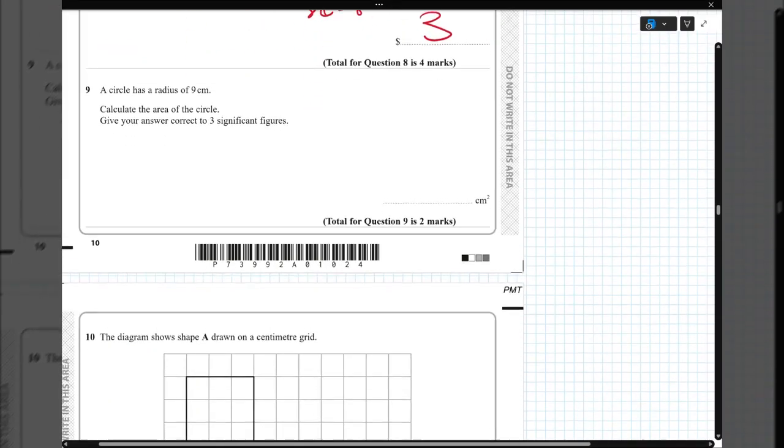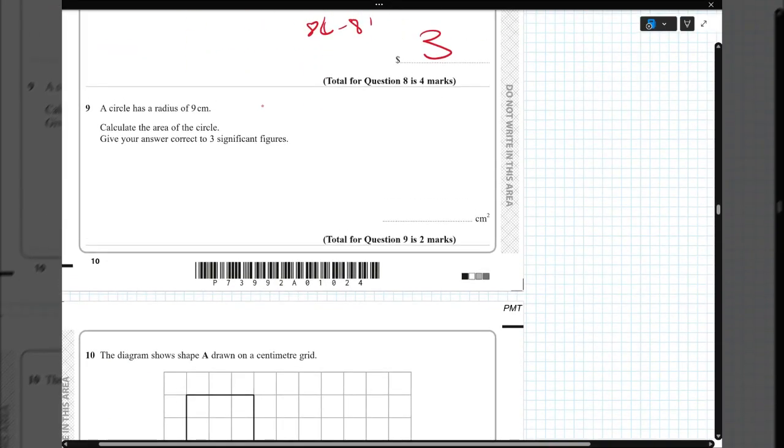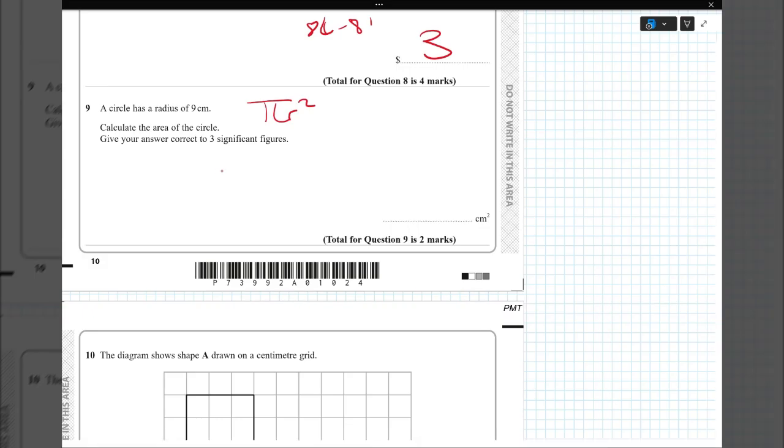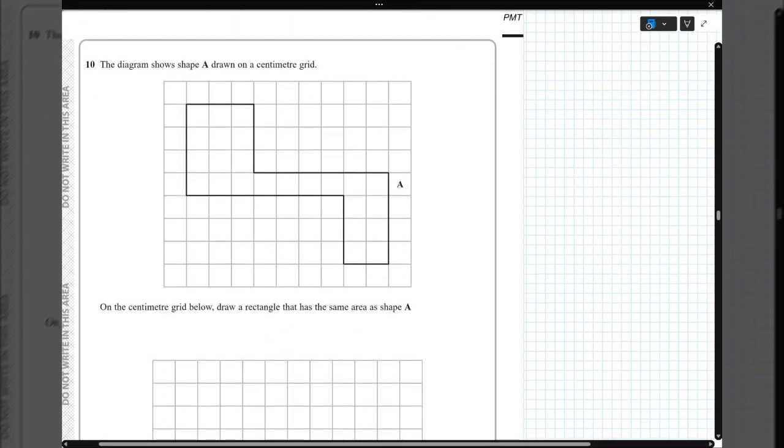Okay, question number 9. A circle has a radius of 9 centimeters. Calculate the area. So this is pi r squared. So the radius is 9. So you only need to put that into your calculator. Pi times by 9 squared. That's funny. 81 pi is what comes up, but you need to get the decimal value. So 254.469, and then we round that to 254 for 3 significant figures.